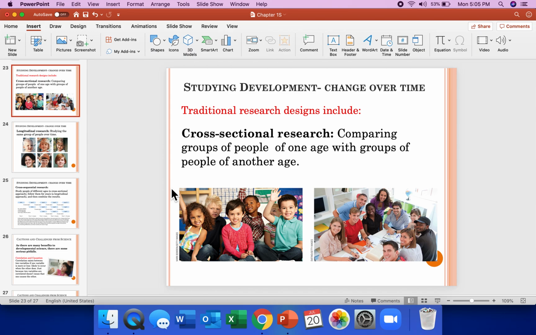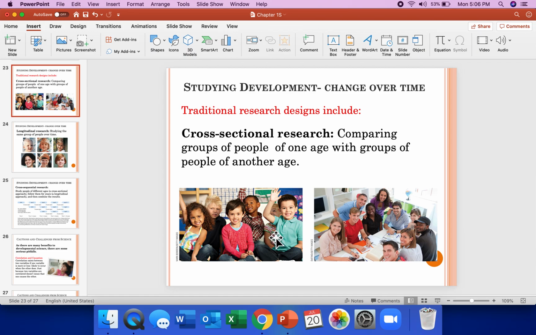The first one is called cross-sectional research, and this is where we compare a group of people of one age with a group of people of another age, and we see if there is an improvement in the skill based on the age. So 5-year-olds are not as good as 25-year-olds when it comes to controlling their impulses.